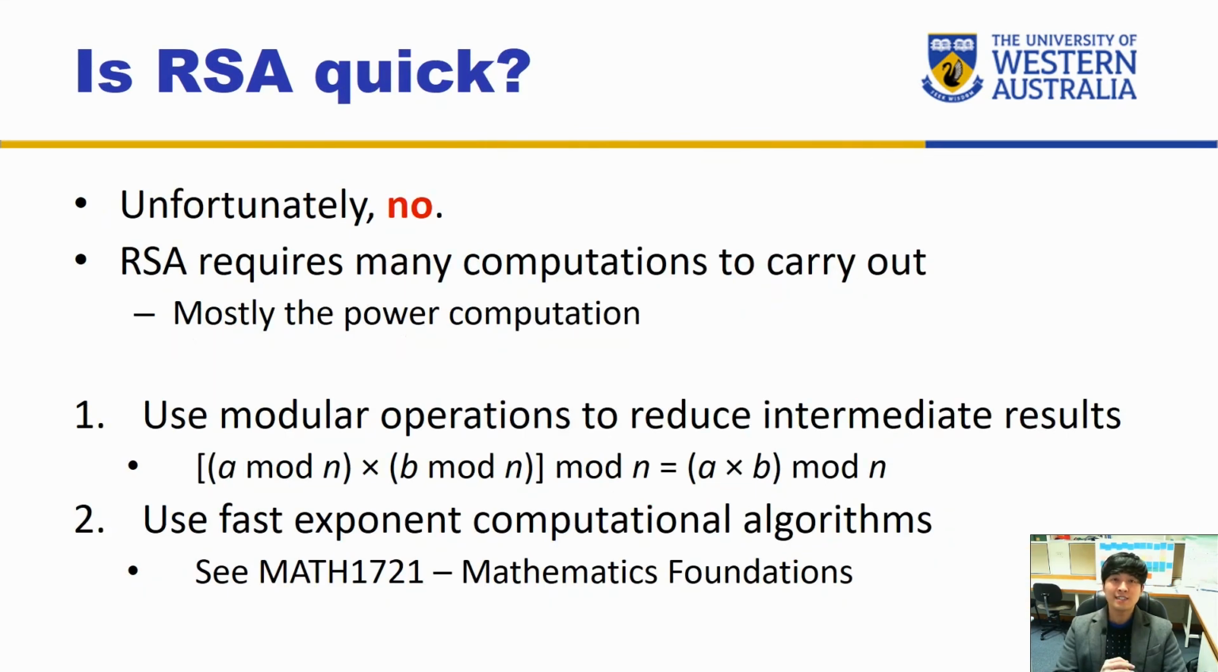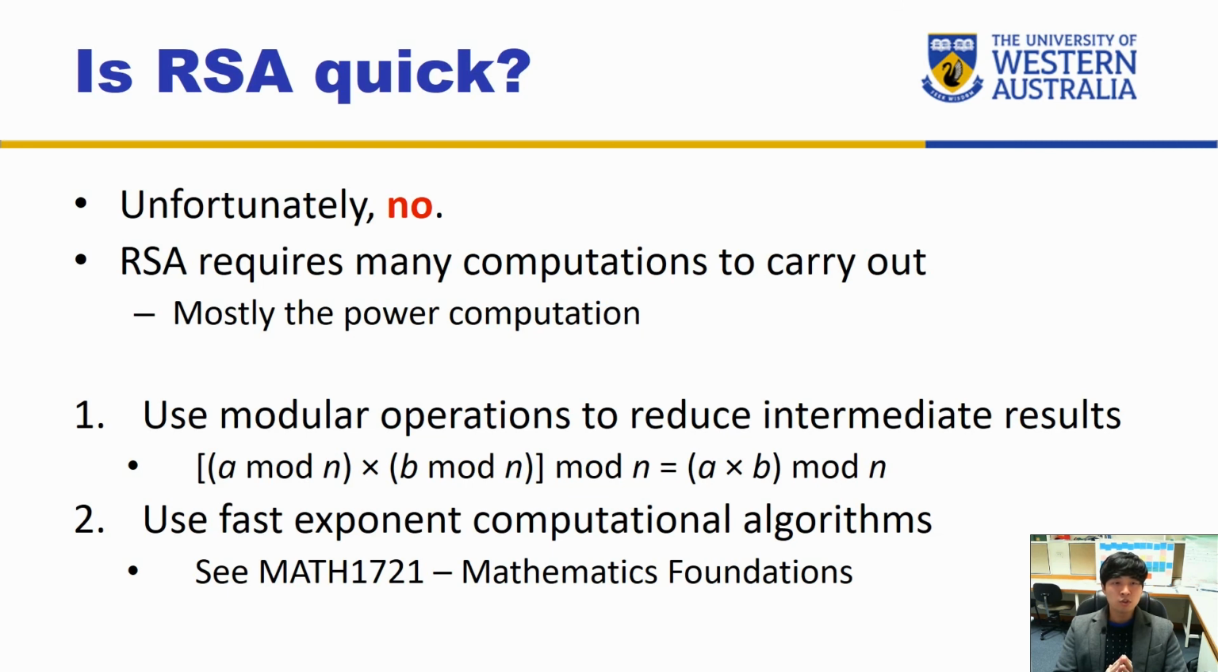So next question is, is RSA quick? Because we complained about triple DES being quick, right? And unfortunately, the answer is no. RSA is actually really slow. RSA requires many computations to carry out. This is mostly the power computation. So even the encryption is much, much slower. So there's a trade-off. We only need to provide one key to the public, which anybody can use to communicate without you disclosing the message to others. But in return, the speed is very slow.